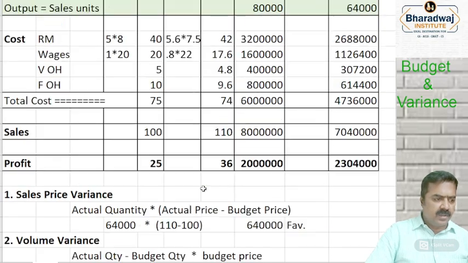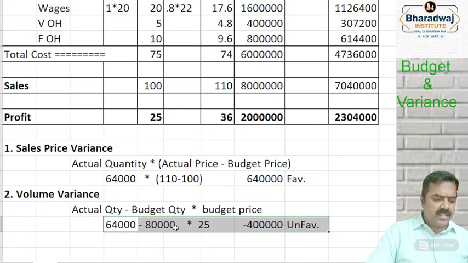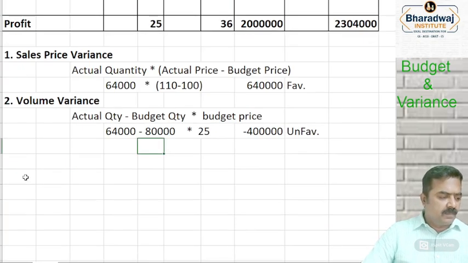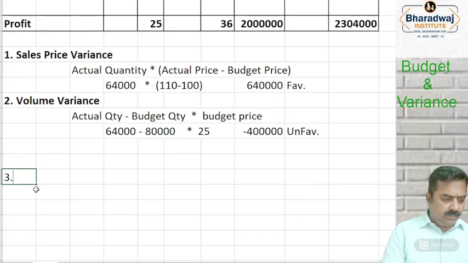Data is available already in the question. Material price variance and which one? Usage variance, I request you to work out. Can you tell me what is the price variance? Minus 6,40,000, sir.